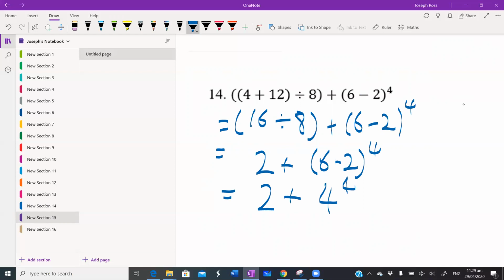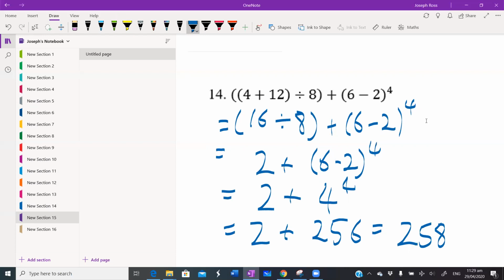and 4 to the power of 4 means 4 times 4 times 4 times 4. 4 times 4 is 16. 16 times 4 is 64. And 64 times 4 is 256. So we've got 2 plus 256, which gives you 258.